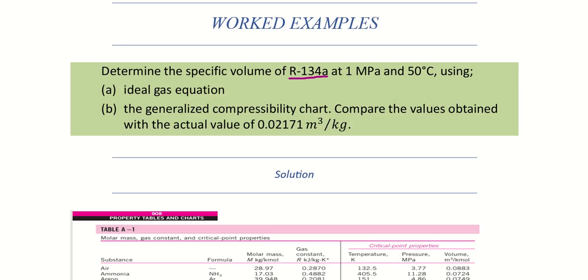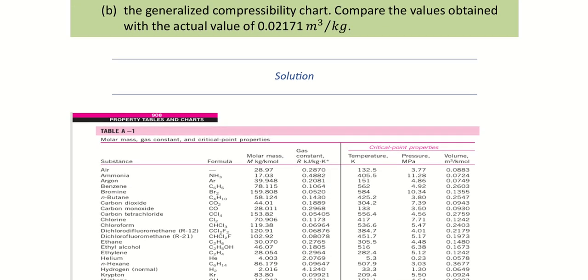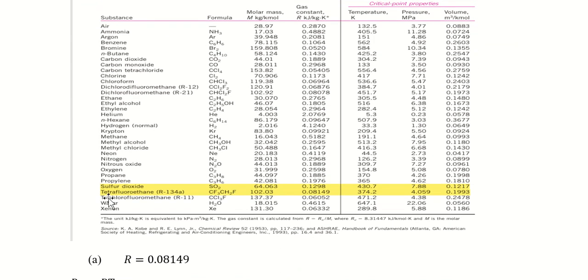And before you go to answer any question, you will need these tables. So R-134A is here. The table for you is right here, you see, R-134A. So its properties are given right here. And the properties we really need for this answer are the critical point properties here.